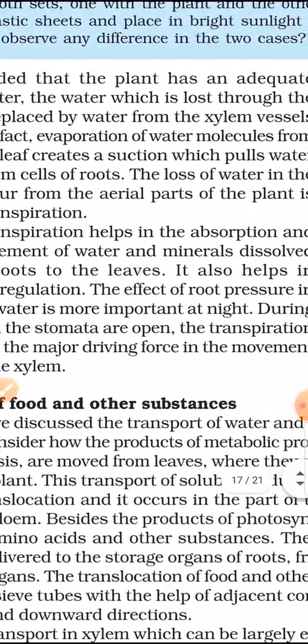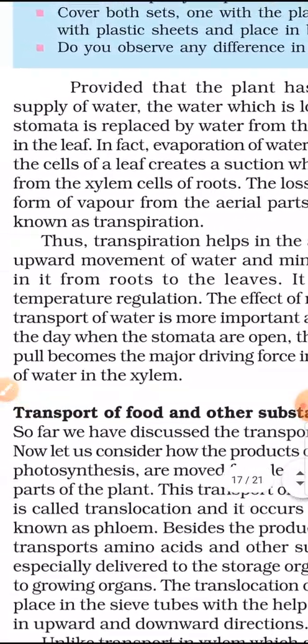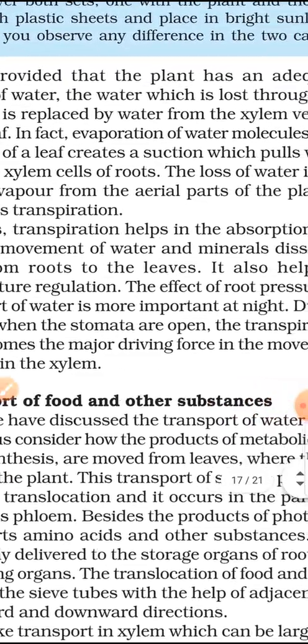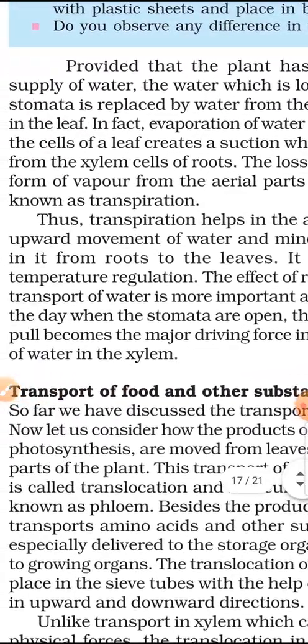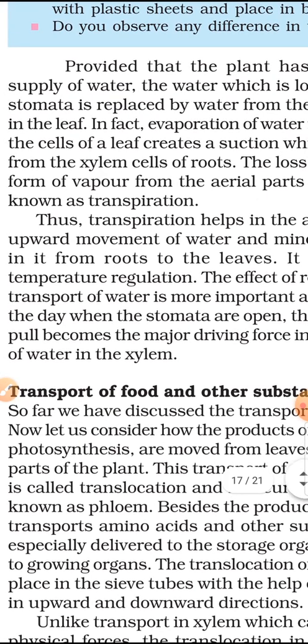Okay, the loss of water in the form of vapor from the aerial parts of the plant is known as transpiration. So what is it called as? It is called as transpiration, the loss of water in the form of vapor. Okay, it's from the aerial part. Okay, from the stomata, the water is continuously coming out in the vapor form. That's water vapor. So this phenomenon or this process is called as transpiration.